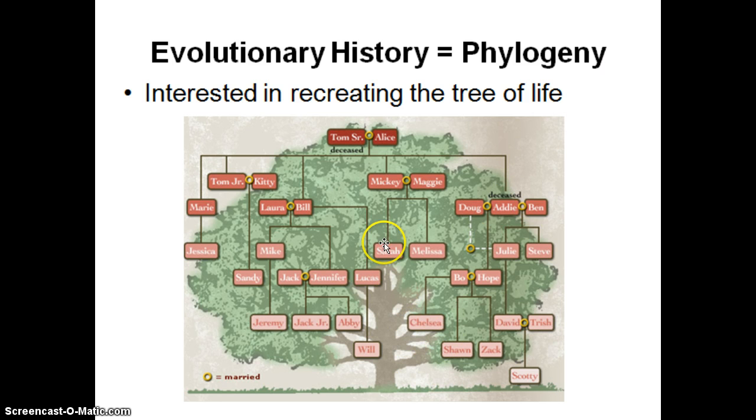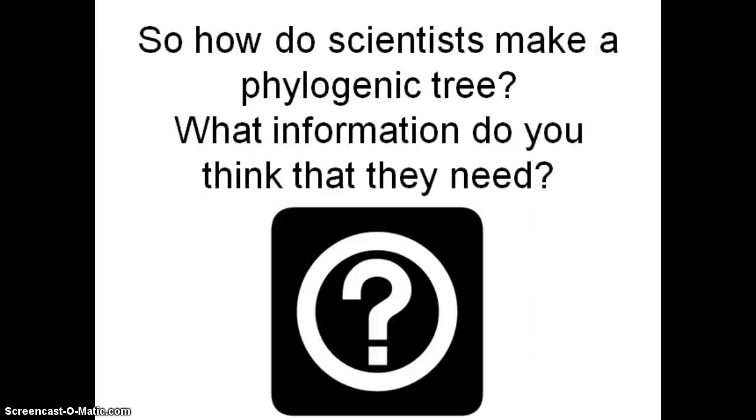So if we were to recreate someone's family tree like this, that's really showing us your evolutionary history, and we would do the same for animals. So if I was going to try to recreate a phylogenetic tree, what information do you think that we would need? What I'd love you to do right now is just pause for a moment and think about the things that a scientist would need in order to recreate a phylogenetic tree.